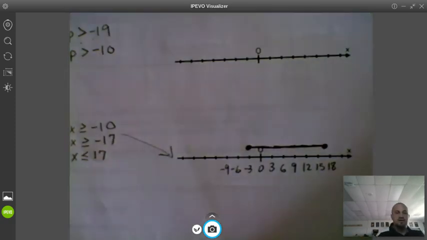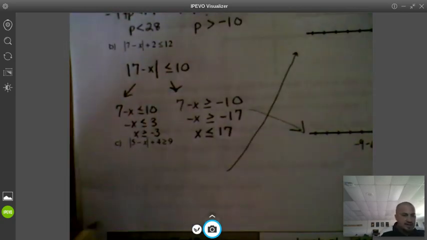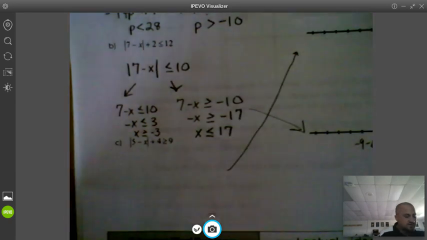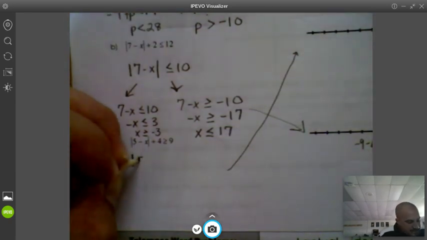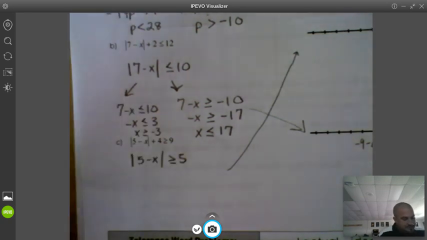And there is my graph. Now this third one, I will end up having to use the graph up above. So let's do that. The absolute value of 5 minus x plus 4 is greater than or equal to 9. So we're going to subtract 4. We get the absolute value of 5 minus x is greater than or equal to 5.